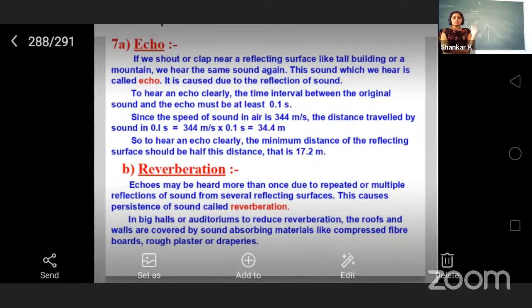That's why, to reduce this reverberation, what do they do, students, whether it is an auditorium or a big hall? They fix the roof and the walls so that they are covered by sound absorbing materials. So sound absorbing materials are fixed on the walls and roofs. You can see that in cinema theaters, students. Have you observed the roof of a cinema theater?